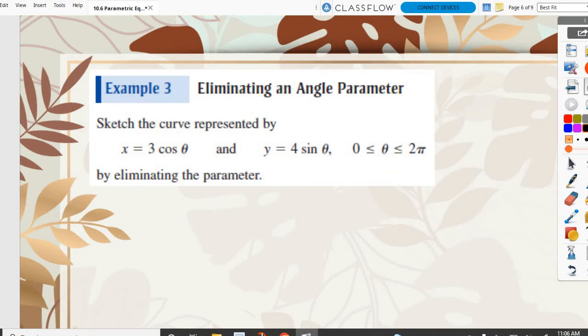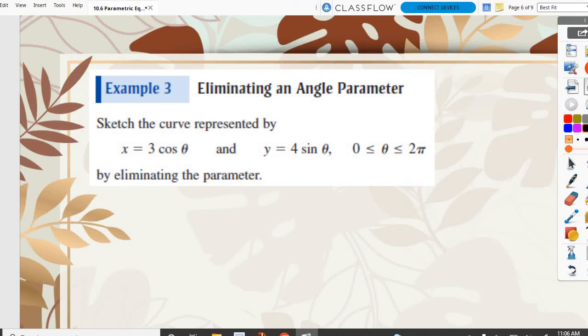Alright. What's different about this one? Cosine. Trig function. We have trig functions, which we know all about, right? It is an angle parameter. So theta is our parameter this time instead of t. So what's our first step to eliminate the parameter? Isolate theta. Isolate theta this time.